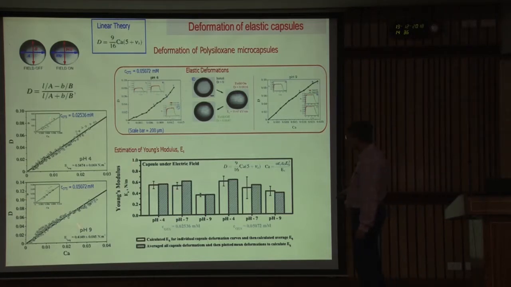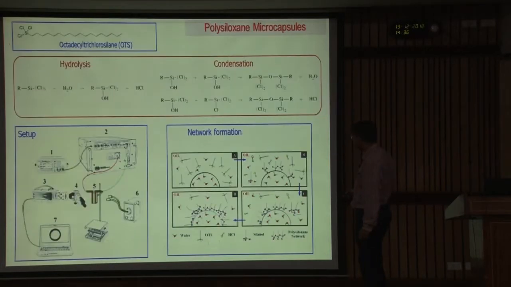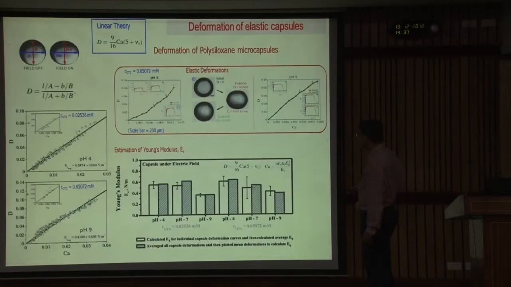And so here are plots. This reaction is known to be sensitive to pH. The hydrolysis step, for example, is different at low pH and high pH for very chemistry specific issues which I won't get into. So we did these experiments where you just take the capsule, apply an electric field, measure the deformation, and then back out the value of elasticity from these plots.